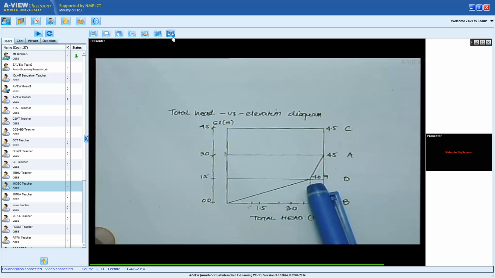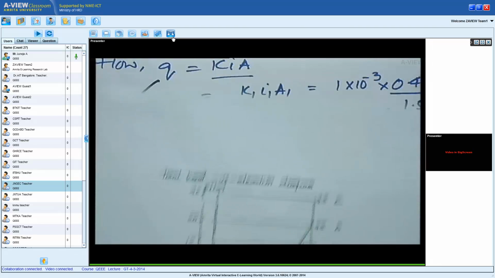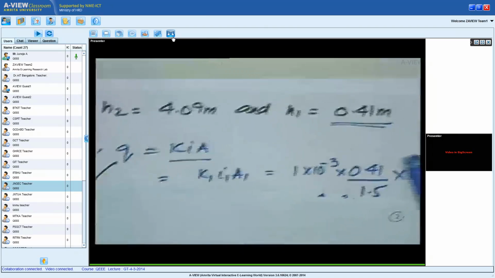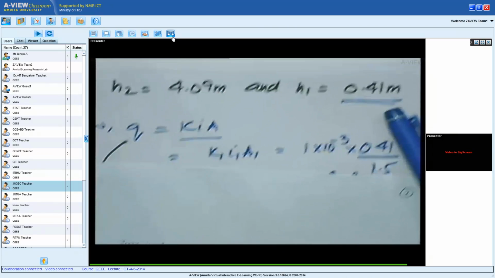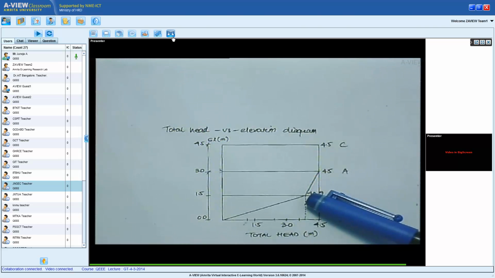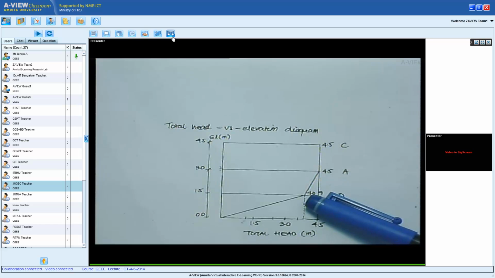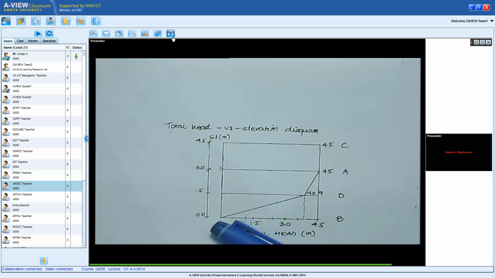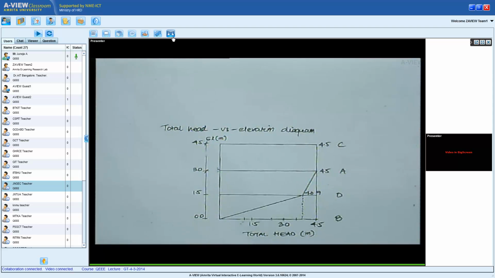At the interface, I lost 0.41 meter at the H1. So from there to there, I lost 0.41. So the remaining is 4.09. That's the remaining head at this level. And at the bottommost point B, I have lost everything. So that's the 0 level over there.